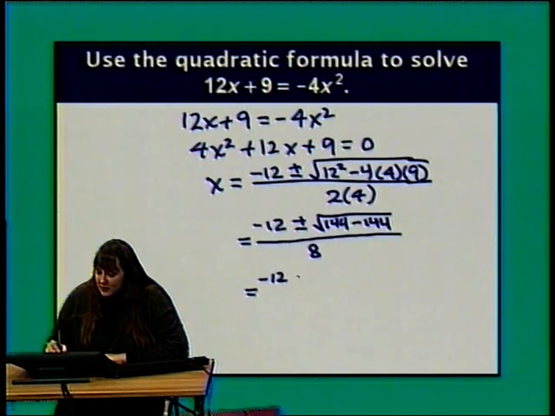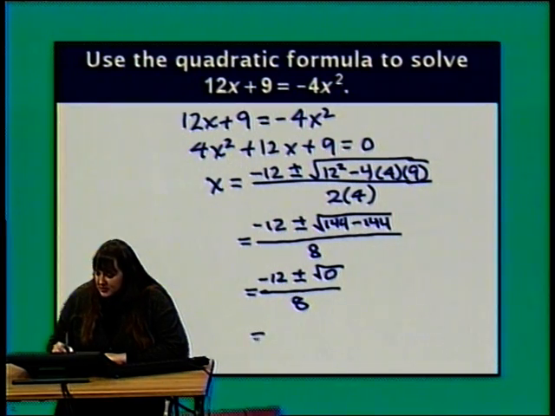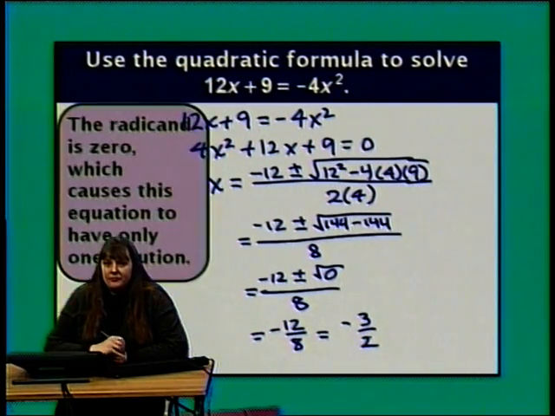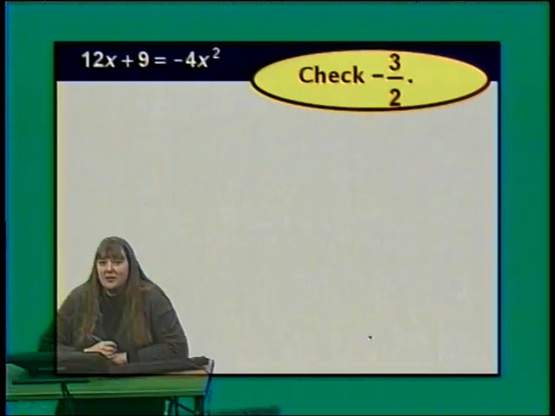So I have negative 12 plus or minus the square root of 0 over 8. What number squared gives me 0? Well, 0 squared is 0. So the square root of 0 is 0. And whether I add 0 to negative 12 or subtract 0 from negative 12, I'm still going to have negative 12 in the numerator. So this is negative 12 eighths, which reduces to negative 3 halves. It's looking like I only have one solution here. The radicand in this problem is 0, which causes this equation to have only one solution. I do need to check that one solution.